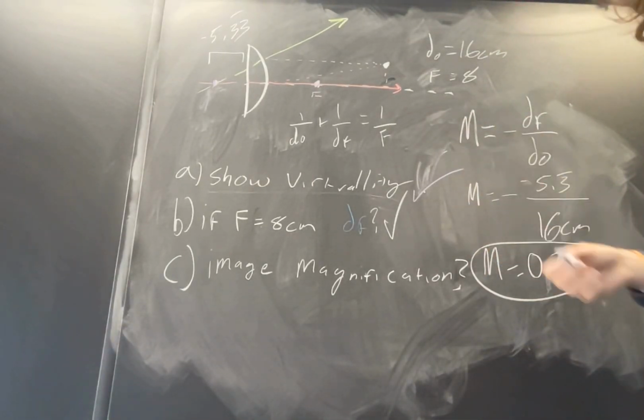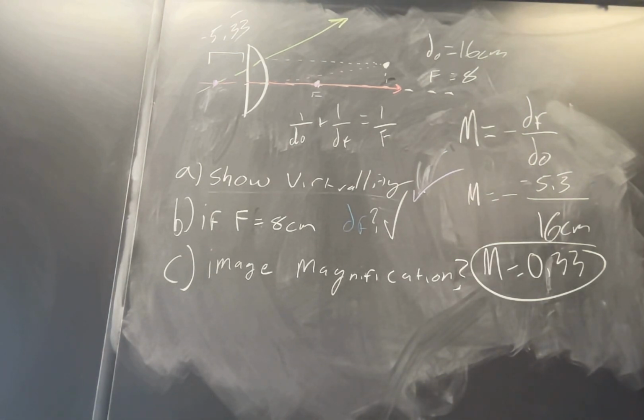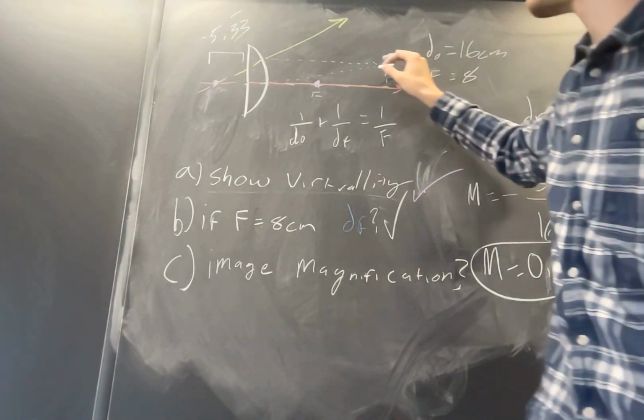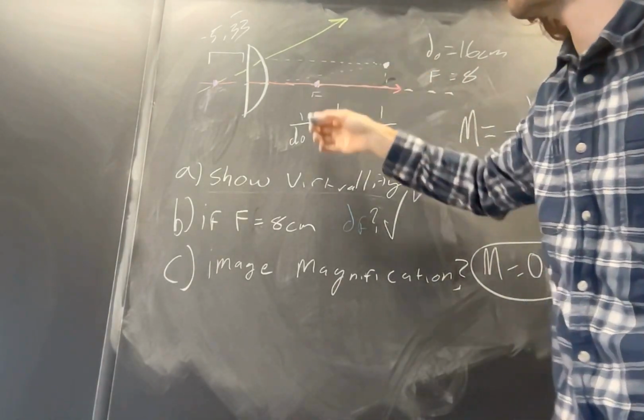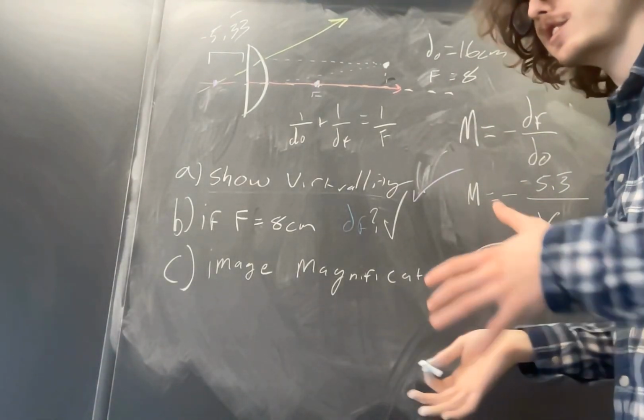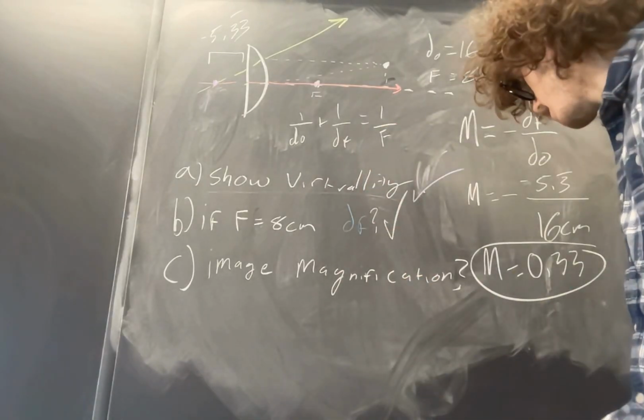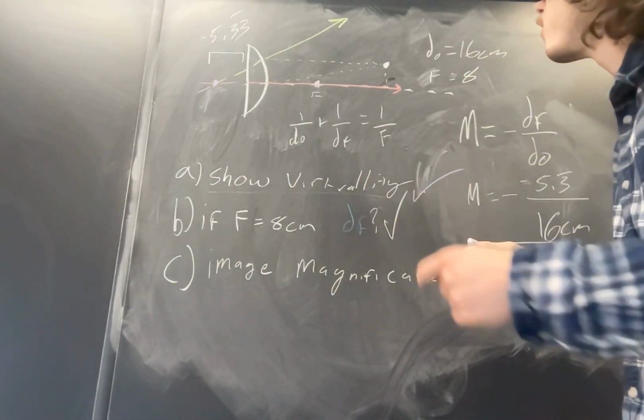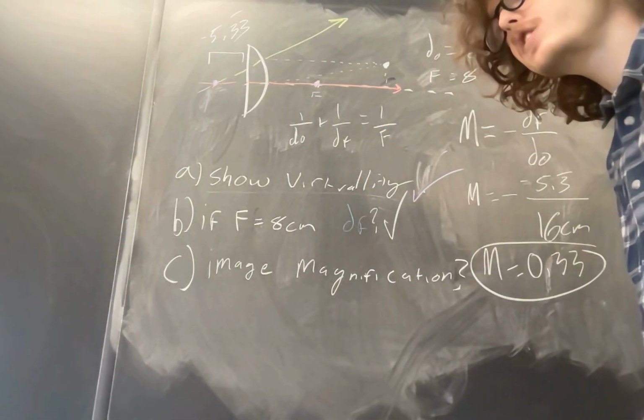Which means not only did you get an upright image, so when you view this image, it's going to be upright, however, the magnification is going to be shrunken. So when you look at this image, it's going to be a little shrunken portion of what it used to be.